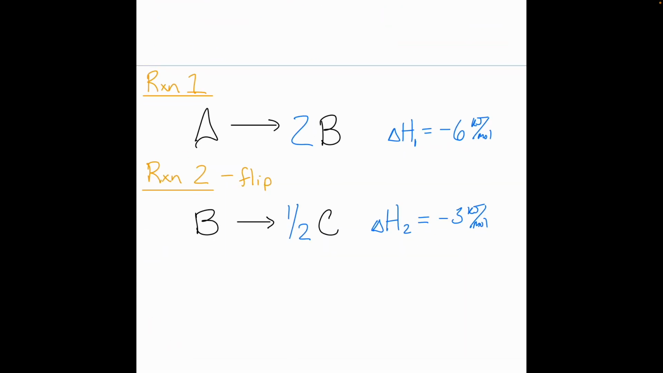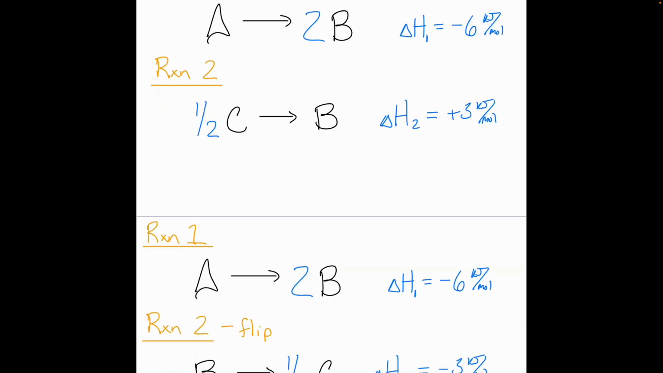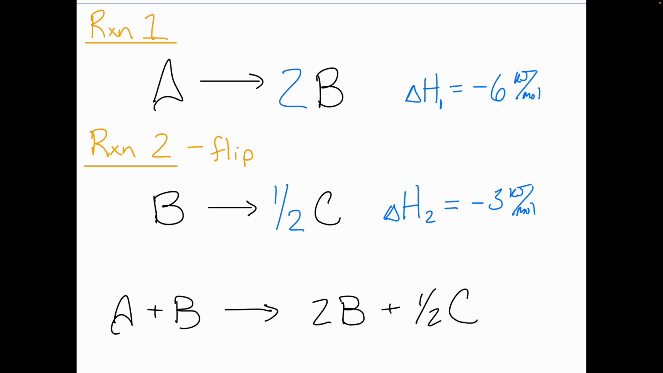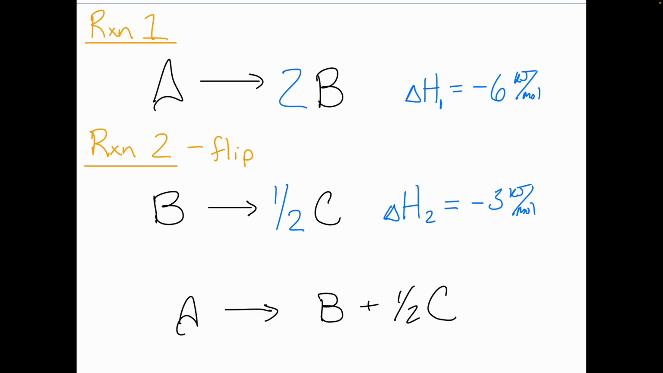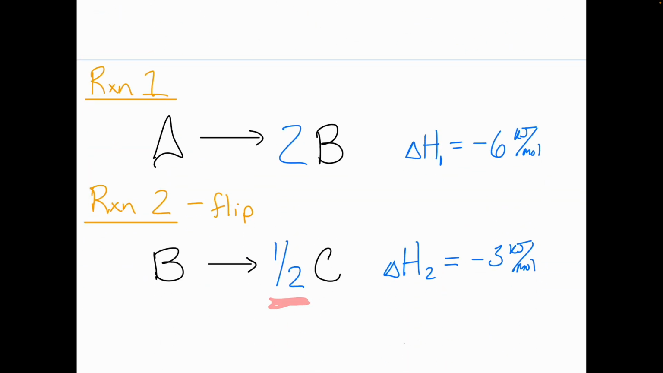If I sum these two things up, would that give me my overall chemical equation? Let's try it out. We have A plus B gives me 2B plus 1/2 C. I get rid of one of these B's, but I still keep one of them on my product side, so I'm not at my overall chemical equation yet. What else am I going to have to do to that second reaction? Let's look carefully. What is the coefficient of C in my overall chemical equation? And it's 1/2 over here in my reaction.